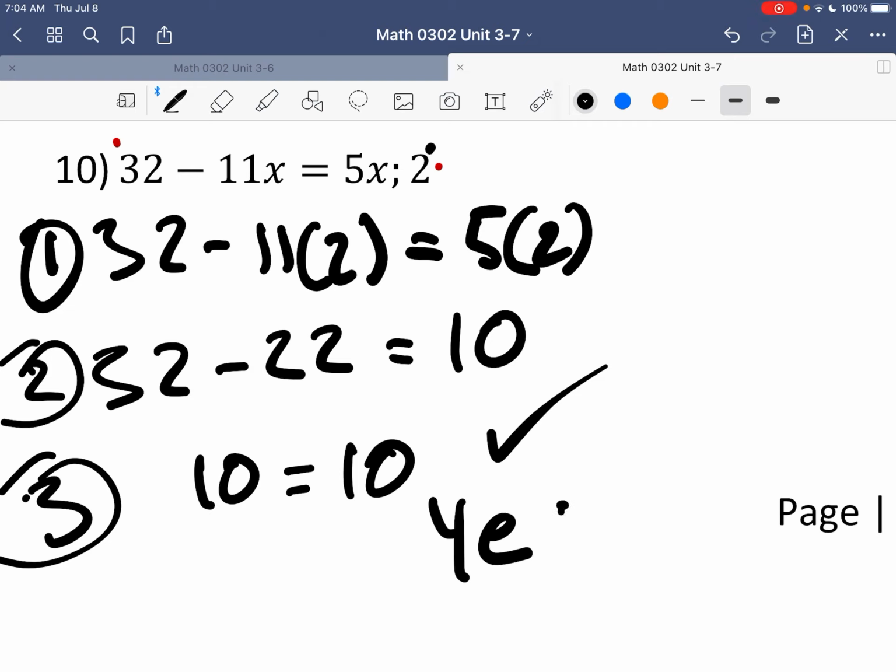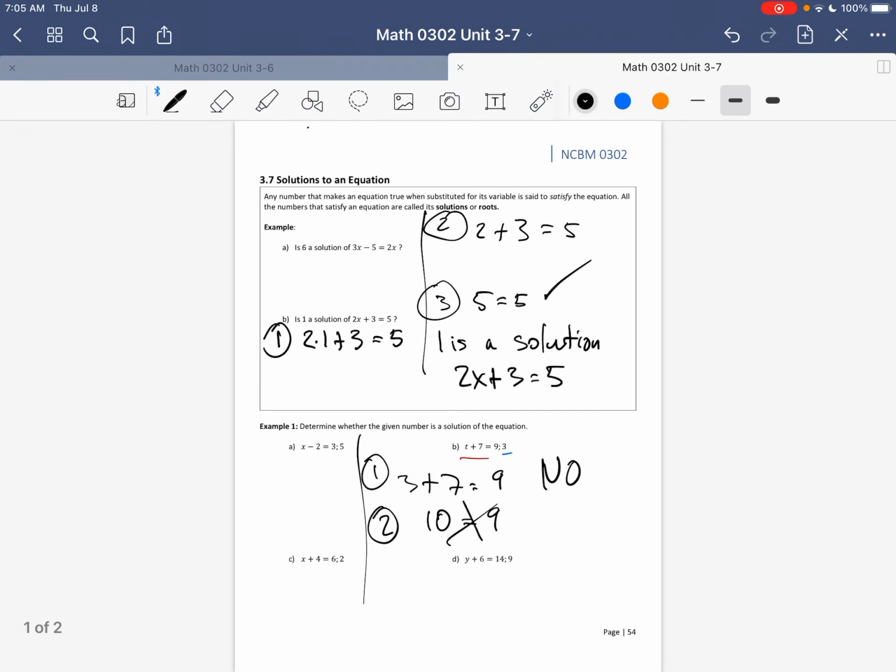What we can say is that, yes, it's true that the number 2 is a solution of the equation 32 minus 11 times x equal to 5 times x. And this is the introduction to verifying solutions to mathematical equations.